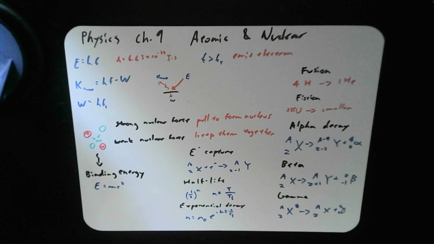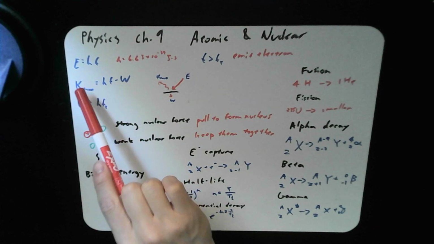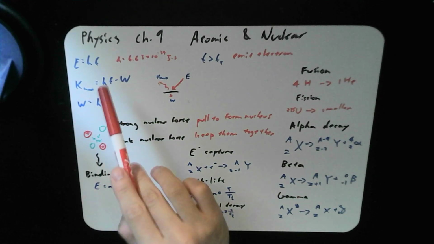We have Physics, Chapter 9 about atomic and nuclear. So, atomic and nuclear pertains to about 10% of all the physics questions, which may include like 3 questions in total. And the first function you should know is energy equals h times frequency.